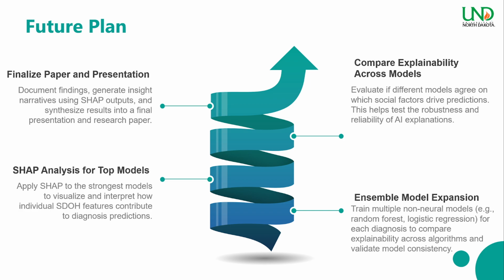Using SHAP, next I'll apply SHAP to the top performing models to uncover which social determinants of health actually drive predictions, not just whether a model works, but why it works. And then from there, I'll compare the explanations across these models to see if they agree on which social features matter. If they don't, that tells me something important about the stability or fragility of our interpretability methods. And then finally, I'll pull all this together into a structured narrative, finalize the paper, generate visualizations, and prepare a final presentation that highlights both the findings and the limitations of using AI to interpret social drivers of health.